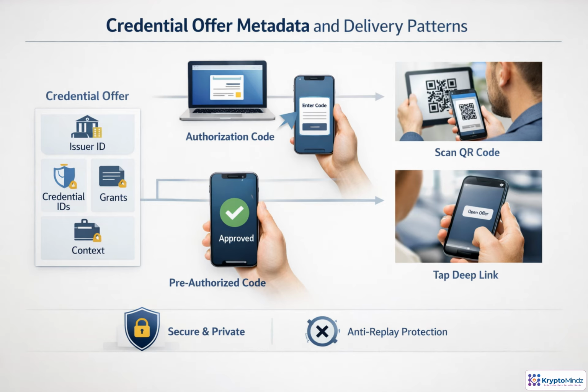You can think of the credential offer as a structured invitation. It identifies the issuer, lists available credential configurations, and states which grant type is allowed, plus any transaction context the wallet needs. Designers choose the right grant: authorization code for interactive flows, pre-authorized code for streamlined or kiosk scenarios. They then align delivery: QR for cross-device journeys, deep links for in-app experiences. Throughout, they minimize personal data and enforce replay and tamper protection.